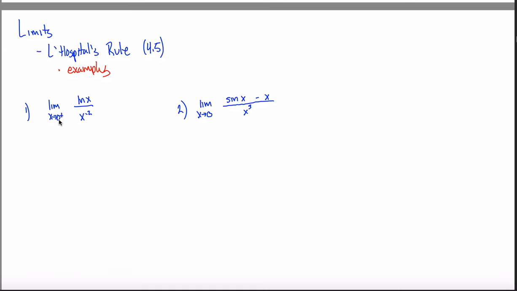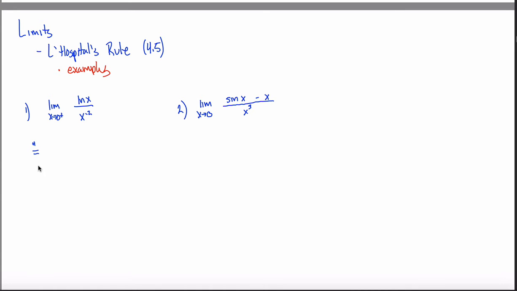So the first one, the limit as x approaches 0 from the positive side of the natural log of x over x to the negative 2 power. As we talked about in the previous video, this ends up being an indeterminate form, so we can use L'Hopital's rule. So I'm going to say that this equals, and put a little h up on top of it to indicate to the reader that I'm using L'Hopital's rule.